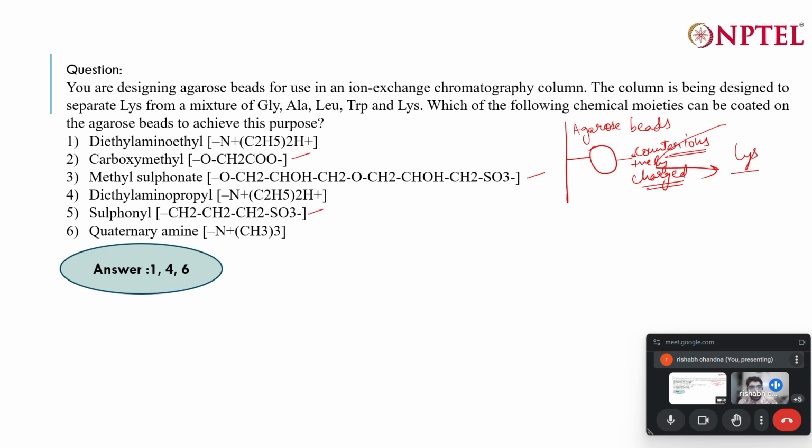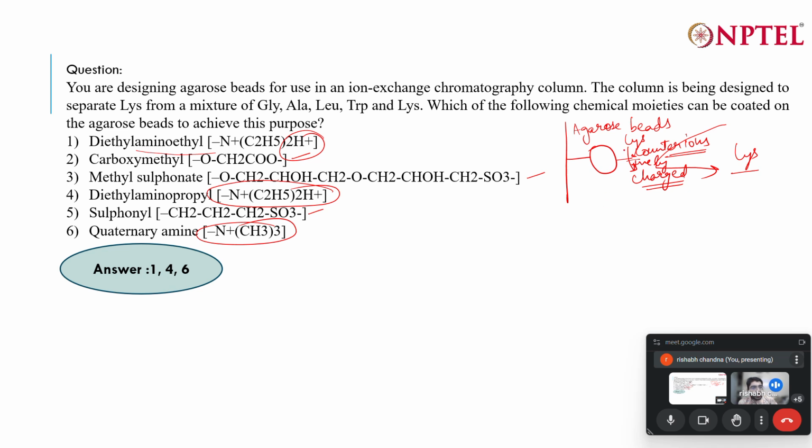Now if we see diethyl aminoethyl, this will have a positive charge. Then we have diethyl aminopropyl, this would also have a positive charge. Then we have quaternary amine, that is also positively charged. So in that case, these counter ions will be attached to the agarose beads. Once lysine comes, the lysine will replace these counter ions.